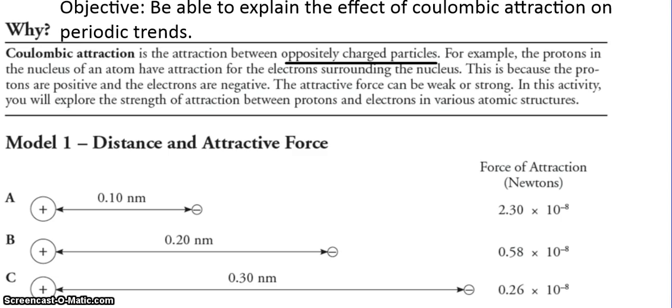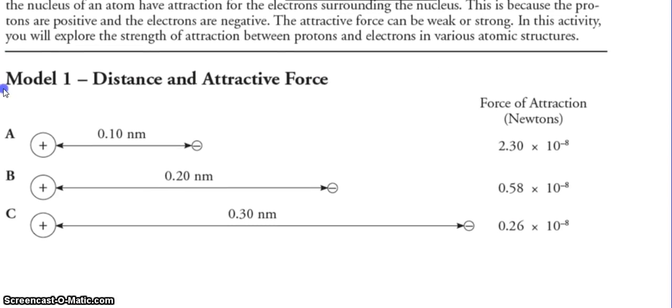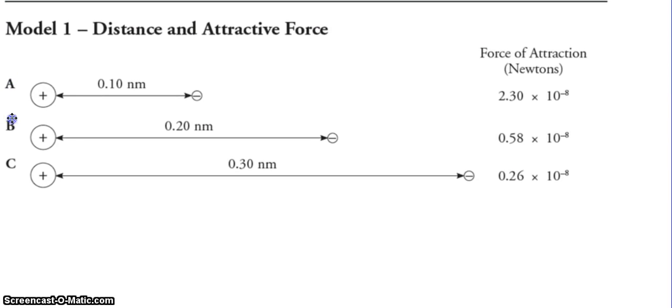We can measure or describe the force of attraction that occurs. So in some cases it can be more weak, and other times it can be more strong. So we're going to look at two variables that affect the strength of that attraction. The first one that we see here looks at distance and attractive force. So you'll see that for our 3 different distances that are measured, as we go from A to B to C, we are increasing the distance between the charged particles.